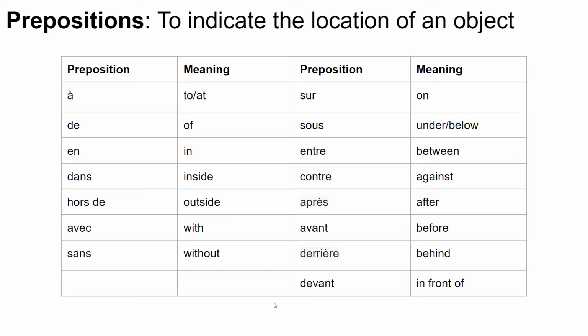In today's lesson, we'll be learning prepositions in French. Prepositions are basically words that indicate the location of an object. Some examples in English would be words like on, under, in front of, behind, and between. With the help of these words, we can know where the subject of a sentence is located.